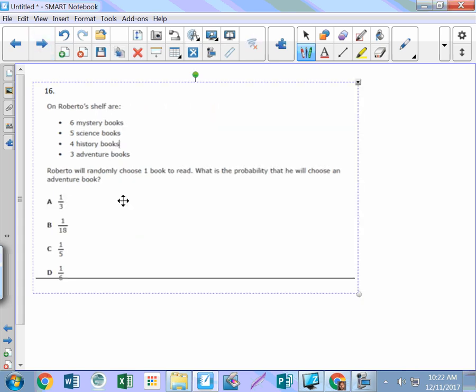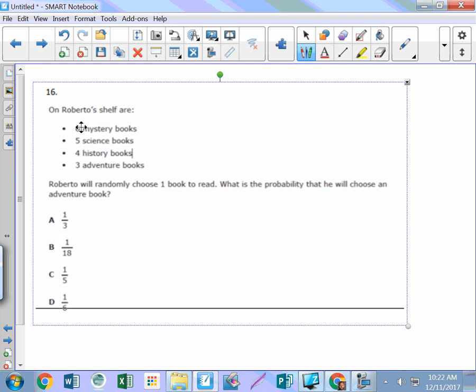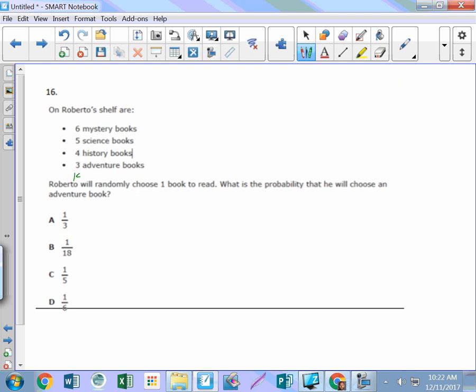H. Number 16. On Roberto's shelf are 6 mystery books and others. So 11, 15, that's 18. He will choose one book. What's the probability that he will choose an adventure? That's 3 of 18. That is 1 of 6. So that is D.